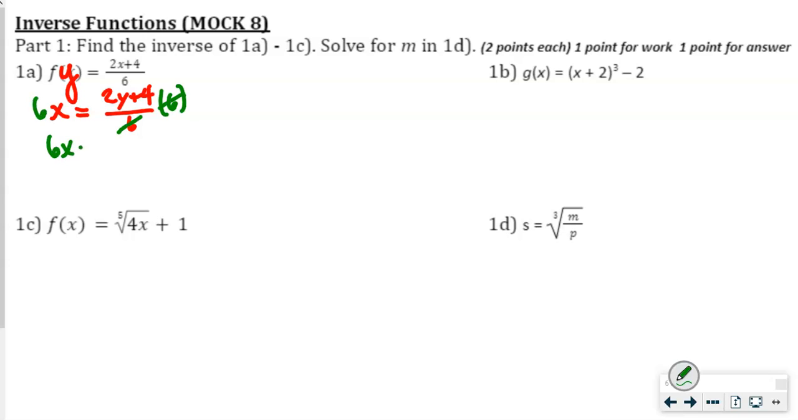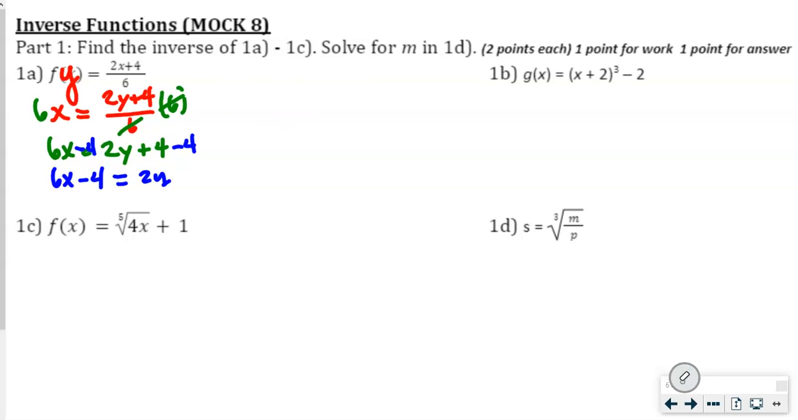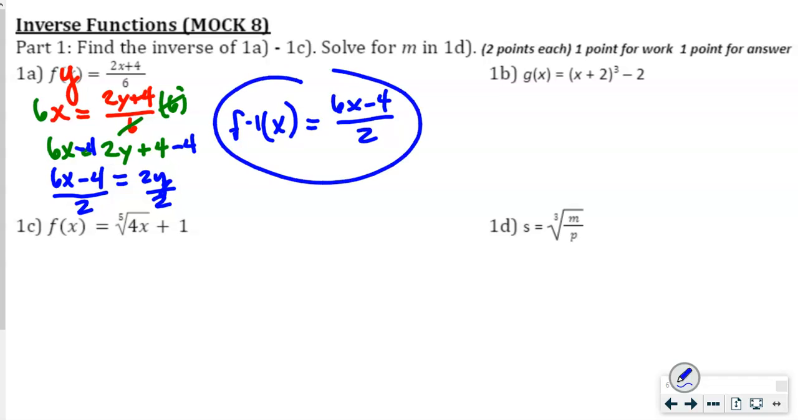So now we have 6x equals just our 2y plus our 4. So now we're going to subtract 4 from both sides. So that's going to give us 6x minus 4 is equal to 2y. Okay, then we're going to divide both sides by 2 here, right? So that's going to give us our inverse function, which is (6x minus 4) divided by 2. So that's our answer for that one.